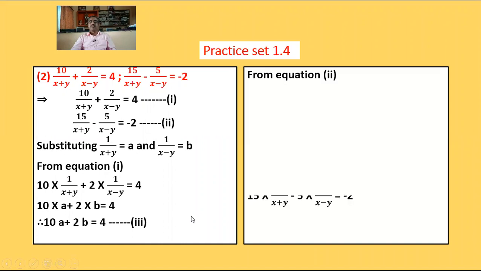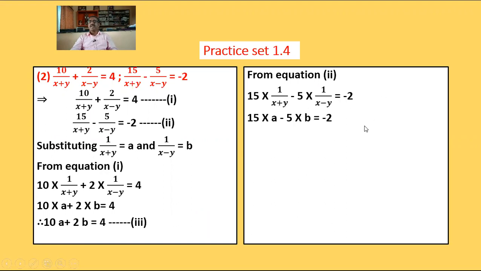Similarly, from equation 2, we can write 15 multiply 1 upon x plus y minus 5 multiply 1 upon x minus y is equal to minus 2. 1 upon x plus y and 1 upon x minus y replaced by the value of a and b respectively. Then therefore, 15a minus 5b is equal to minus 2. We get equation number 4.